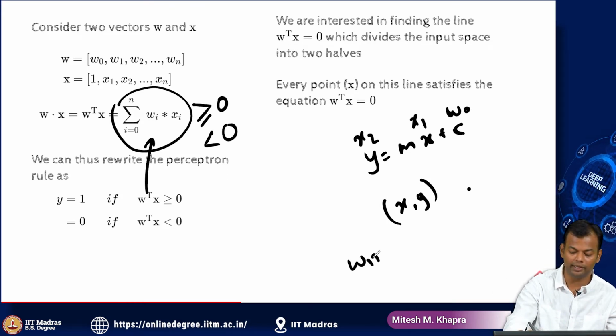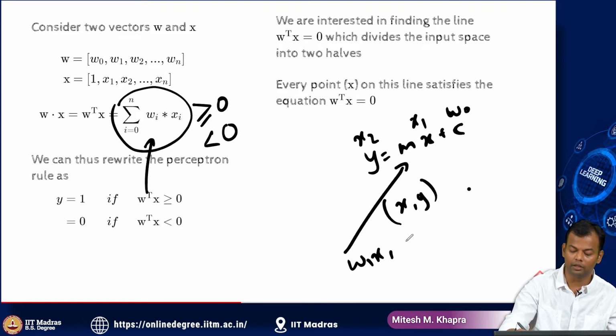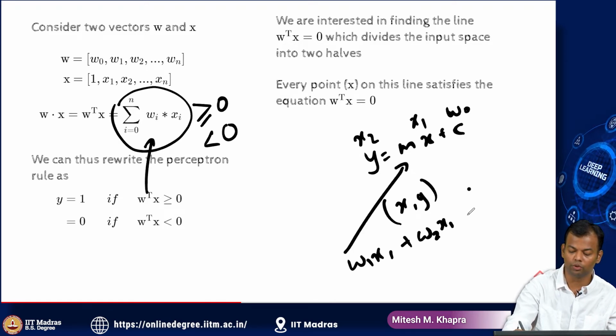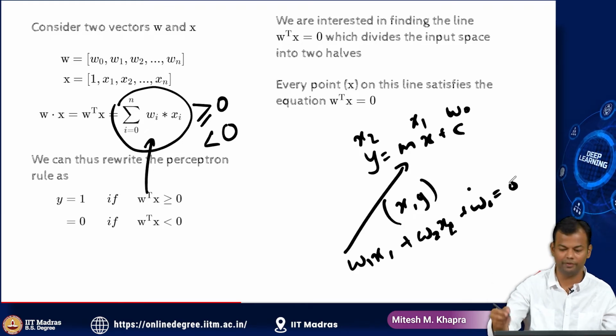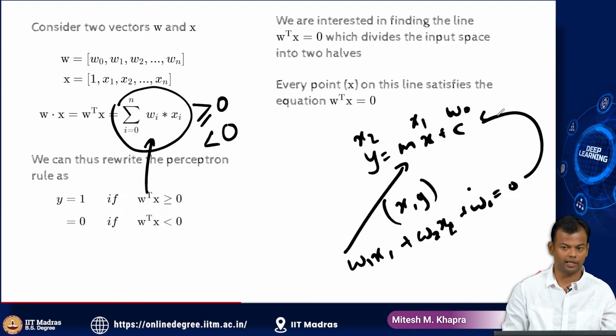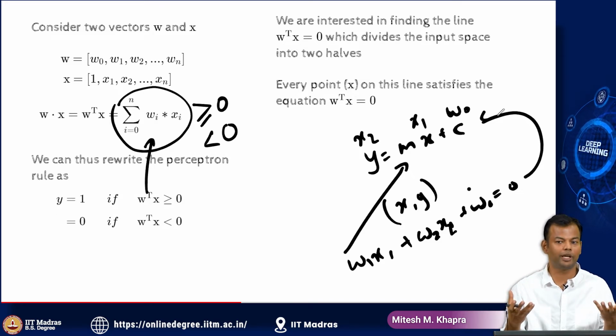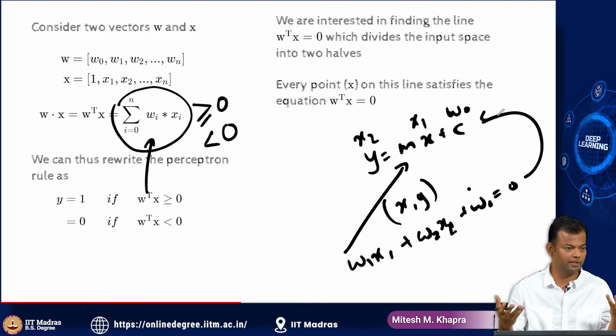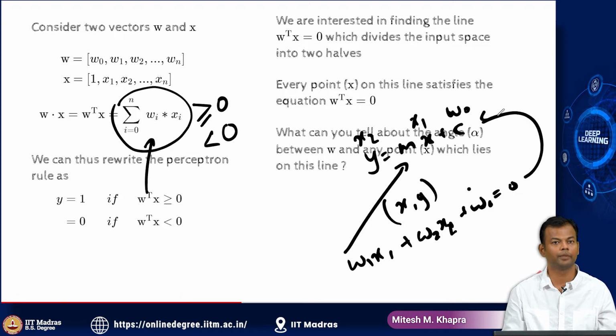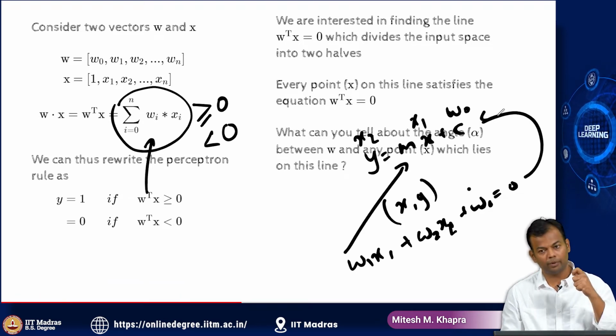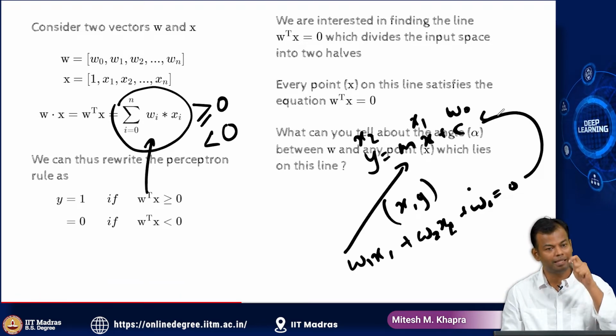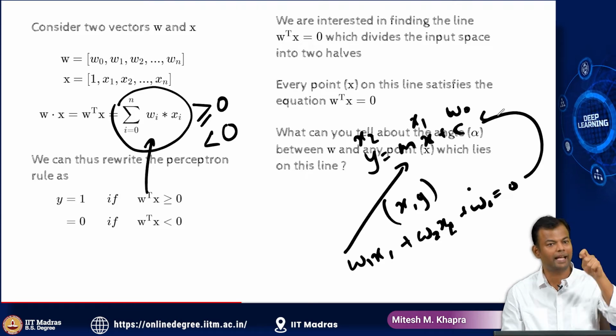So I have w1 x1 plus w2 x2 plus w naught equal to 0. This is the equation of a line which is analogous to the equation that I had. And all I am saying is that any point which lies on this line satisfies this equation, right? And that's a trivial statement to make. Now what can you tell us about the angle between any such point and the vector w?